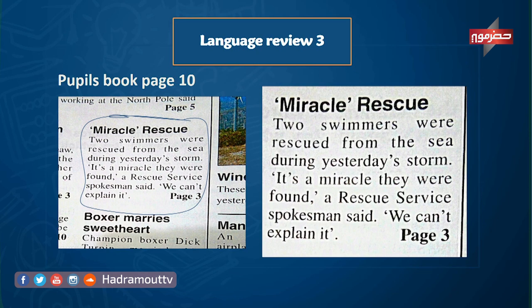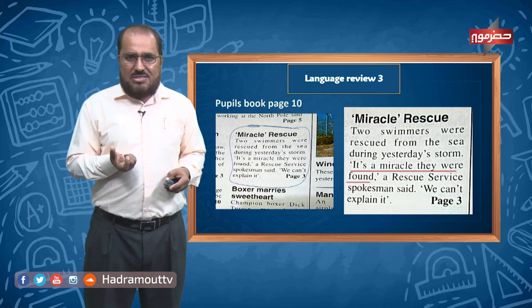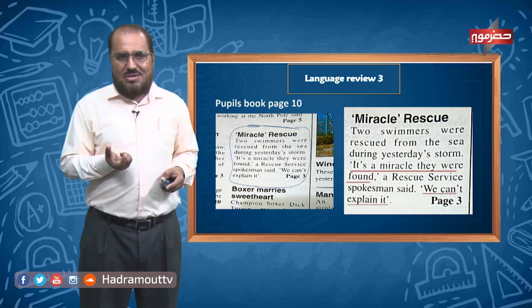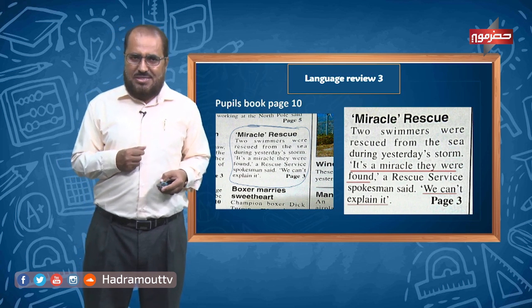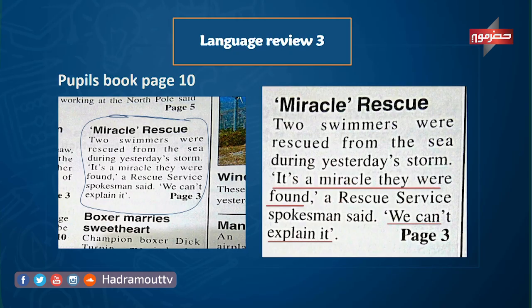Okay? Can you now find what the quoted or reported speech is here? Can you find it? Look at it. Look carefully. You see this? Yes. "It's a miracle they were found." This is not said by the writer. It is quoted. Okay? Just this? No. And "we can't explain it." You see, that's why both are between speech markers or inverted commas.